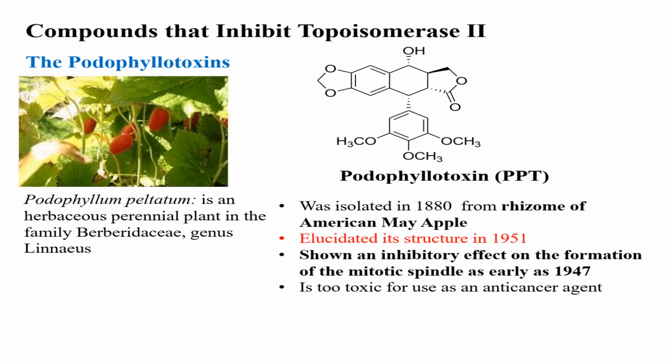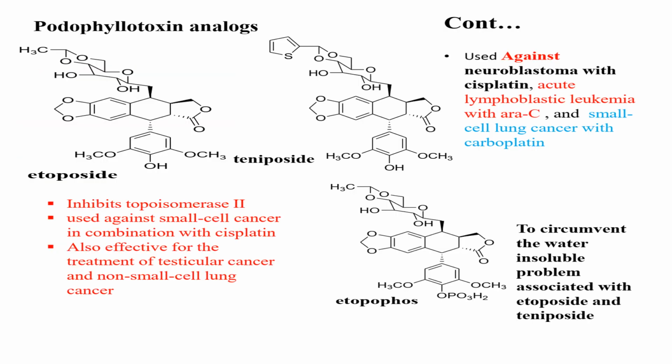So it is too toxic for use as an anti-cancer agent. But from this podophyllotoxin, they produced analogs which are less toxic. For example, etoposide and teniposide are also analogs of this podophyllotoxin, and etoposide especially inhibits topoisomerase II and is used against small cell cancers in combination with cisplatin. Cisplatin is also one of the anti-cancer drugs that was obtained through chance or serendipity, and is also effective for the treatment of testicular cancer and small cell lung cancer as well.